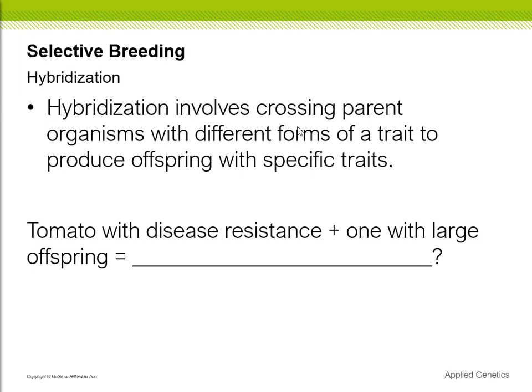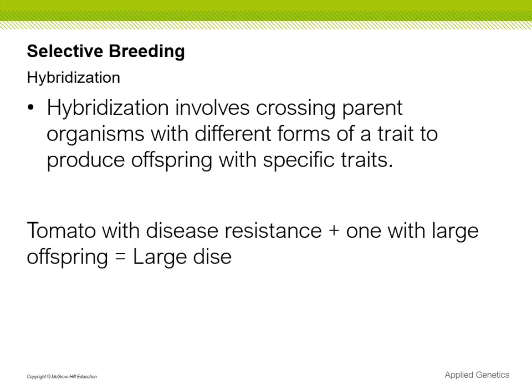Here we go. So hybridization involves cross-pairing organisms with different forms of a trait to produce offspring with specific traits. Like I said, bear with me, I just have a trillion things open. So again, if I have a tomato with disease resistance and I have one with large offspring, ideally I will have large disease resistant tomatoes, right?